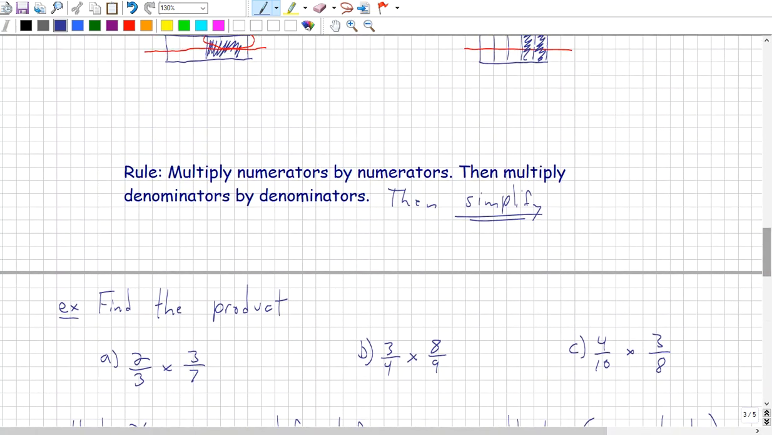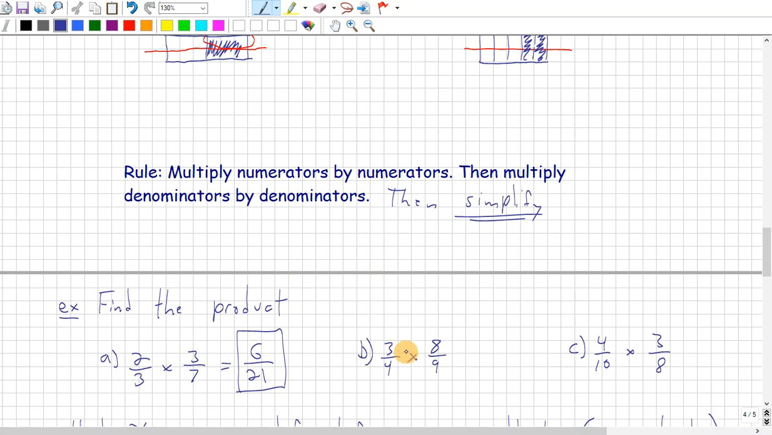Okay. Find the product. So, rule, I just multiply the tops by the tops and the bottoms by the bottoms. Numerators and denominators. So 2 times 3 is 6, over 3 times 7 is 21. Can I reduce that, simplify it? Is there any common factor between 6 and 21? No. So that is it.